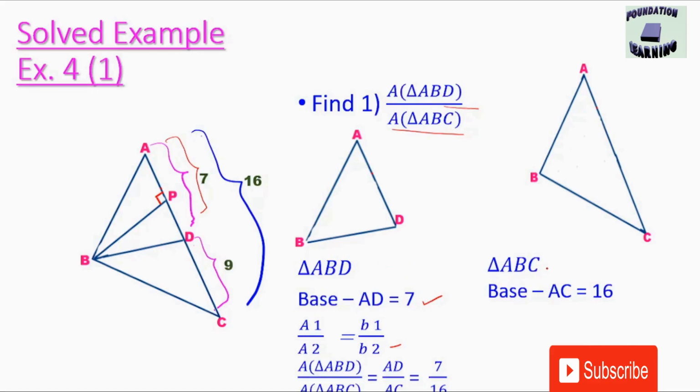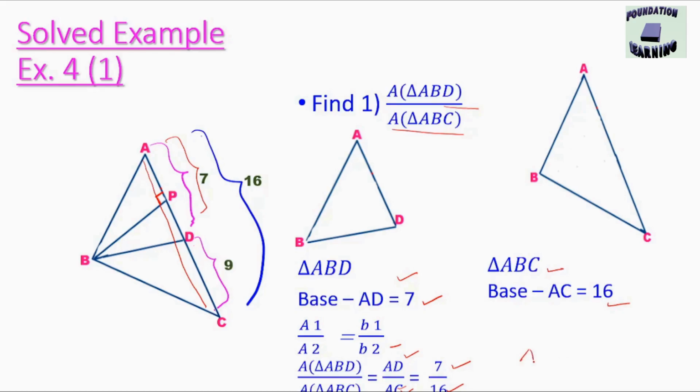Next is triangle ABC, the big one, and the base is this entire part, AC, 16. So, B1 is AD and B2 is AC. AD is 7 and AC is 16. Therefore, we got the ratio, the final answer you will write like this: area of triangle ABD is to area of triangle ABC is equal to 7 is to 16. This is the first part of the fourth example.